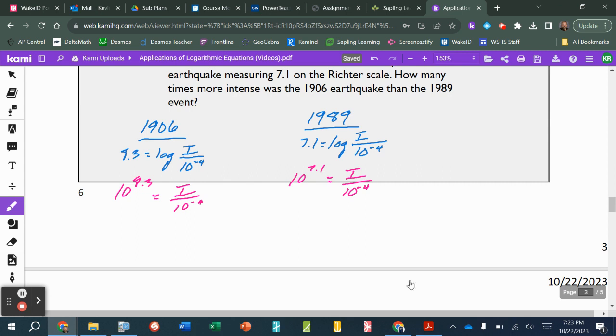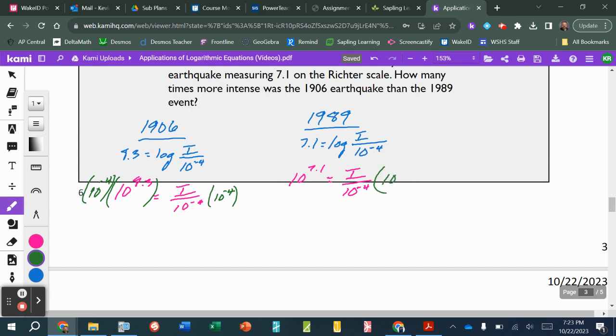Now, I want to isolate the intensity I. So on both of these, what I'm going to do is multiply both sides by 10 raised to the negative 4th power. Right, 10 to the negative fourth power. And over here, I'll do the same thing, 10 to the negative fourth power on both sides.